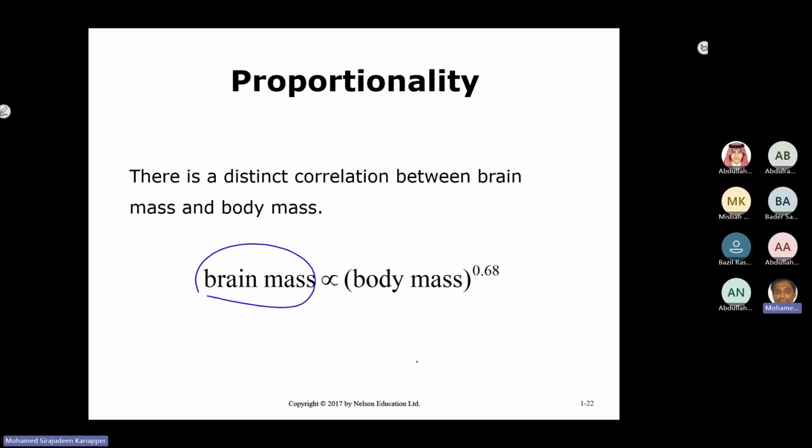The brain mass is proportional to, that's what this term means, proportional, not infinity. Proportional to the body mass, not to the power of 1. If it is the power of 1, that is linearly proportional, but rather to the power of 0.68. So this is proportionality. That is something very important. Direct proportional means to the power 1, linearly. But it doesn't have to be like that. Sometimes it is inversely proportional, to the power -1, and so on.